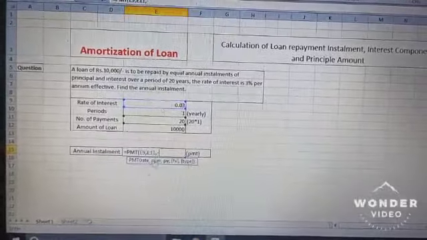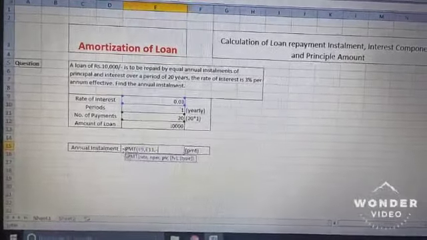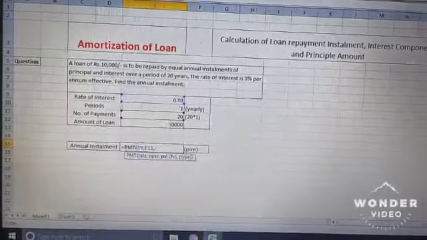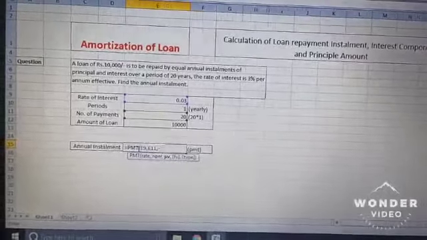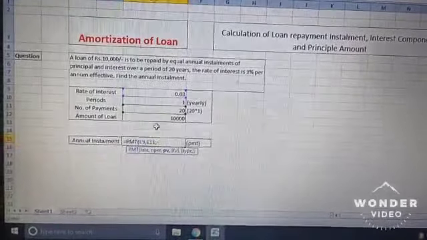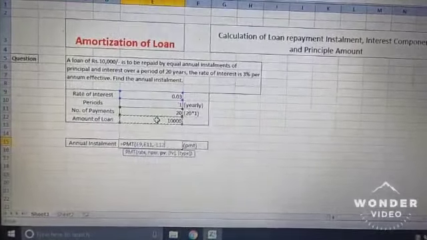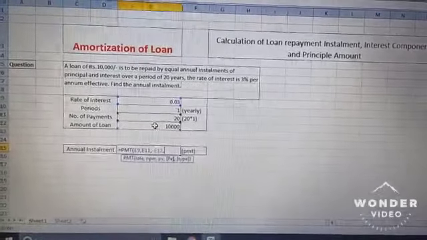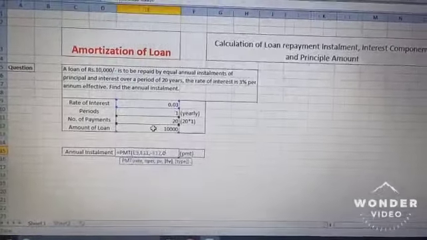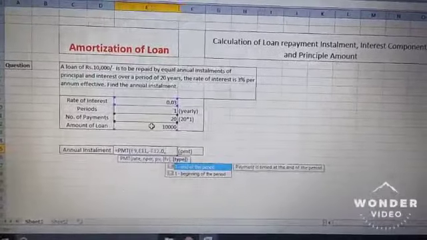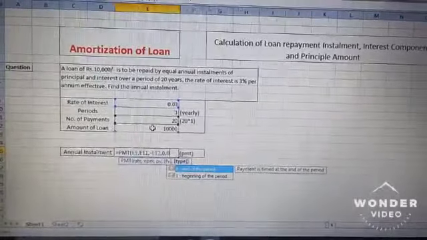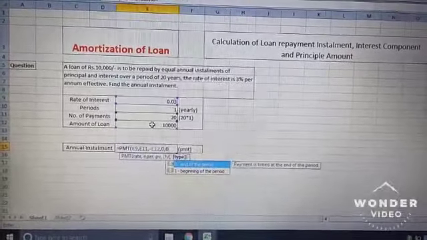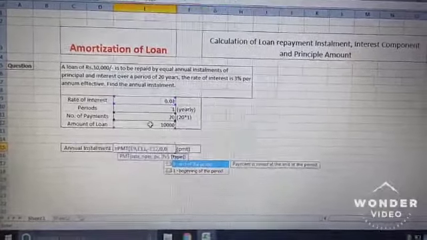So either you can put minus over here or you can put minus at the beginning of the formula, equal to minus PMT. In both the cases you will get a positive answer. So after putting minus, we'll click on 10,000, that is our present value or the amount of the loan. Future value is 0, we'll enter 0, comma, type is 0. Now nothing is given in the question whether the installment amount has to be paid at the end of the period or the beginning of the period.